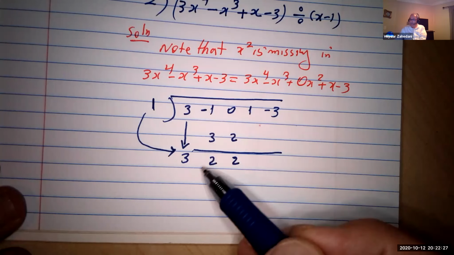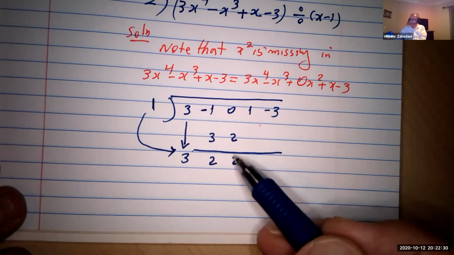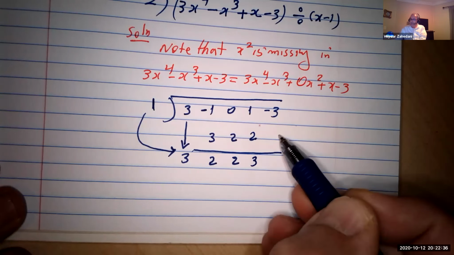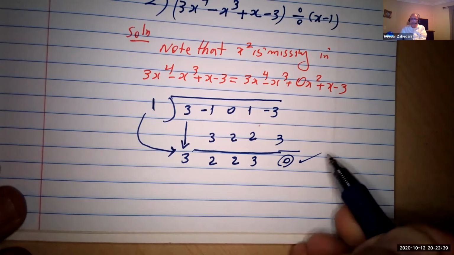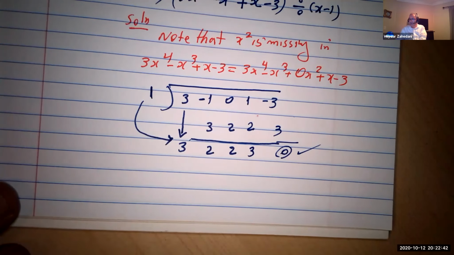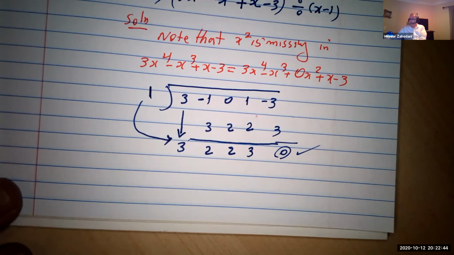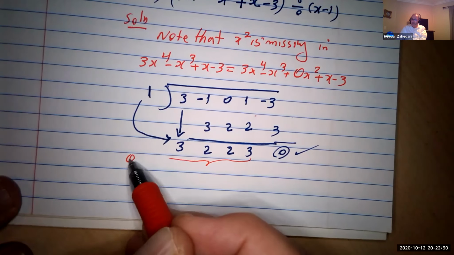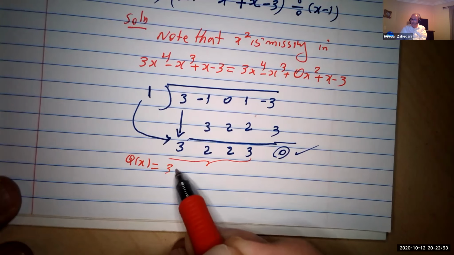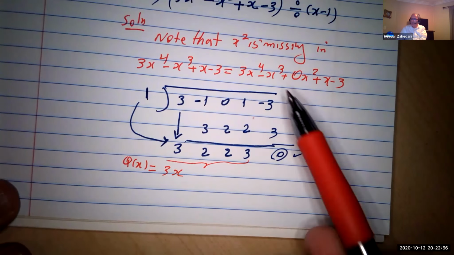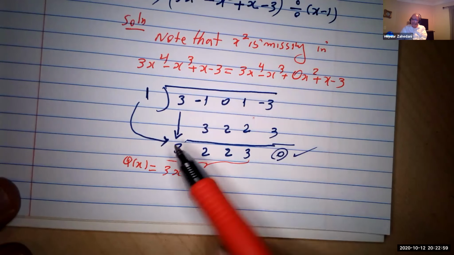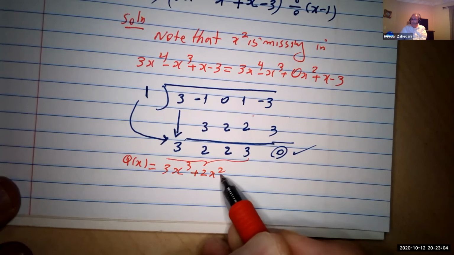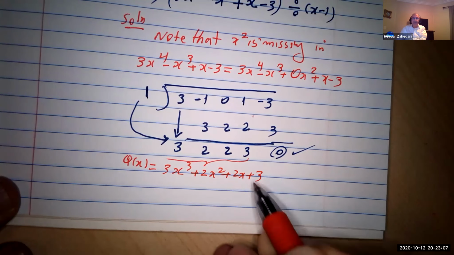Again, 1 times 2 would be 2. We add, we get 3. 1 times 3 would be 3. It's 0. That's the remainder. It's factorable, or it's divisible. Now bring the coefficients for the quotient. Your quotient function is going to be 3x to the, you start with the fourth, so you reduce it to the third. It's going to be 3x cubed plus 2x squared plus 2x plus 3.